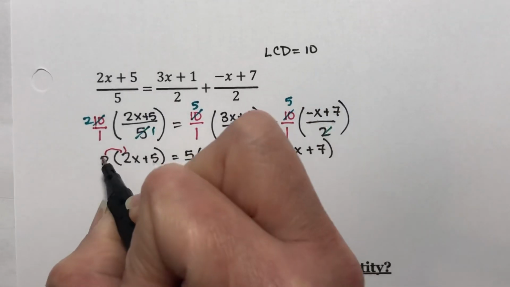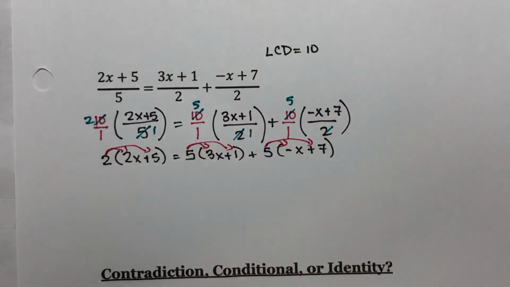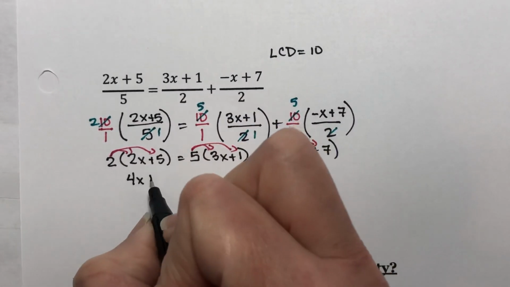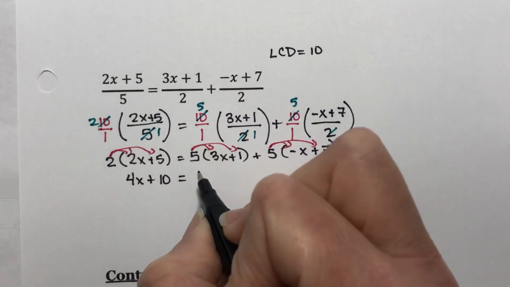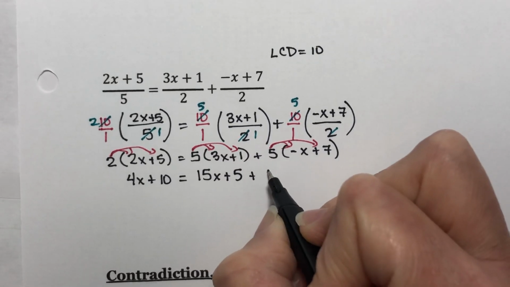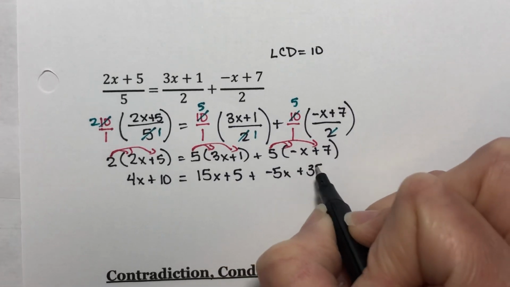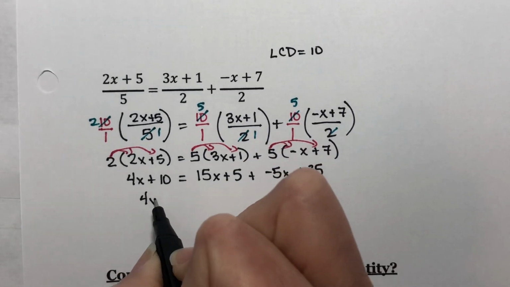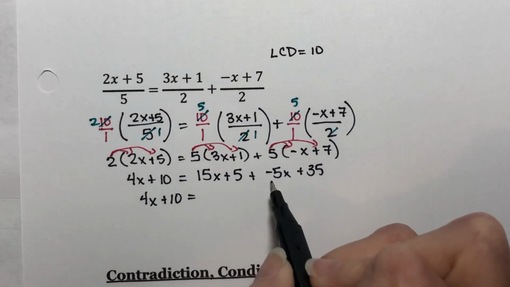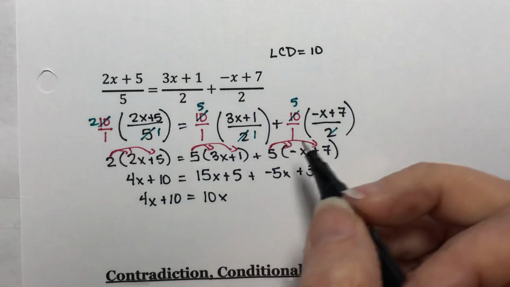Now let's distribute here, here, and here. That gives me 2 times 2x is 4x plus 10 equal to 15x plus 5, plus 5 times negative x is going to be negative 5x. I could have written minus 5x here. 5 times 7 is 35. Now this side is already as simple as it can get, but on the right I need to combine like terms. I have 15x minus 5x, which gives me 10x. And then 5 plus 35 gives me 40.